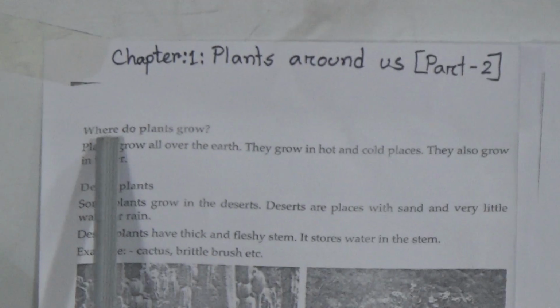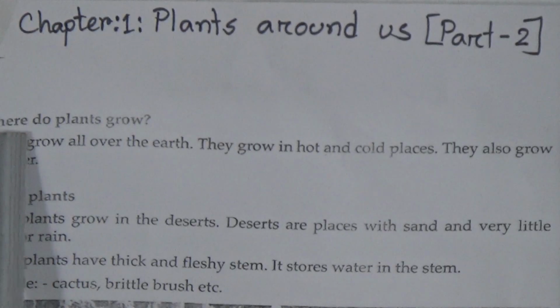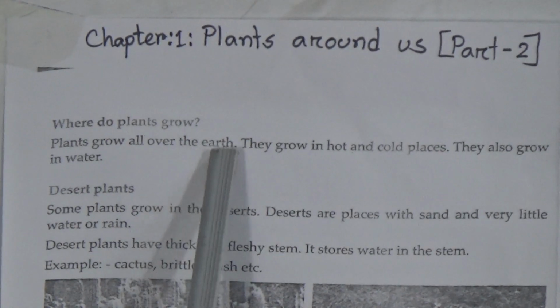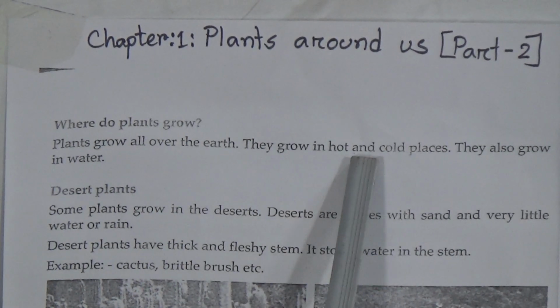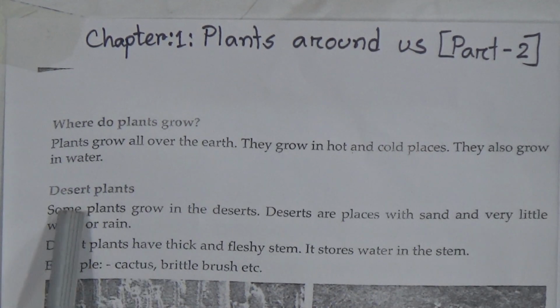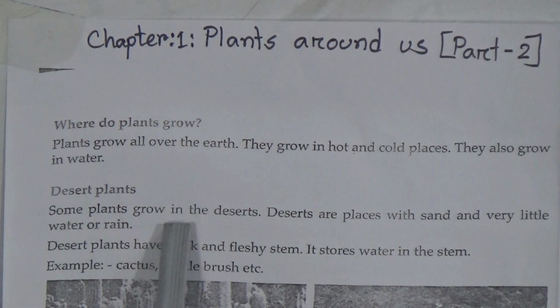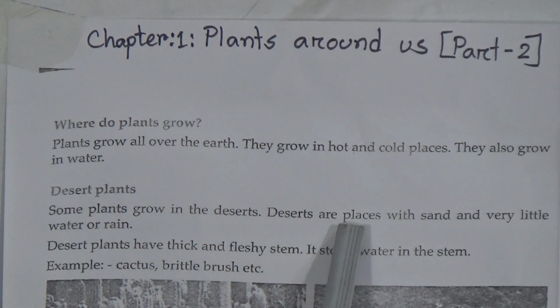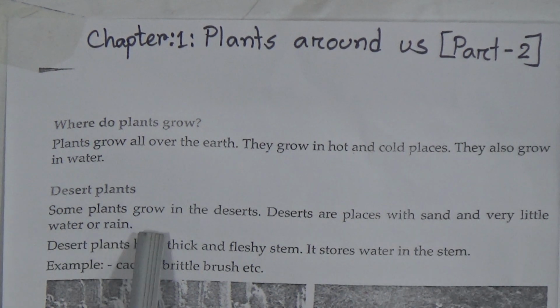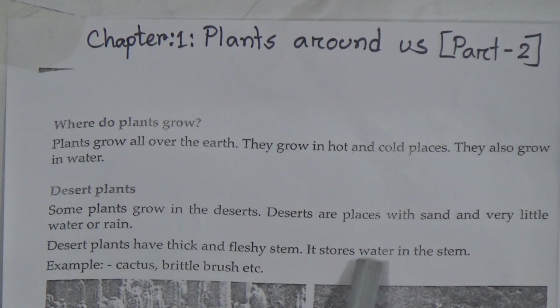The first heading of the chapter is: where do plants grow? Plants grow all over the earth. They grow in hot and cold places. They also grow in water. Desert plants. Some plants grow in the desert. Deserts are places with sand and very little water or rain. Desert plants have thick and fleshy stems. They store water in the stem. Example: cactus, brittle brush, etc.